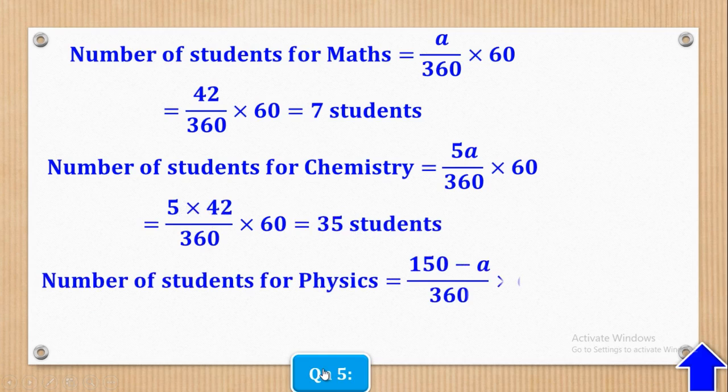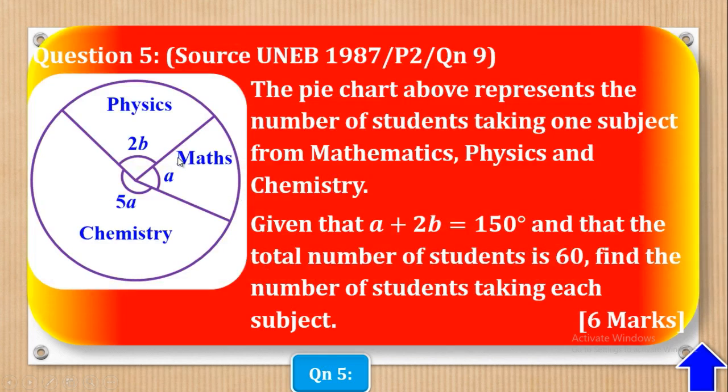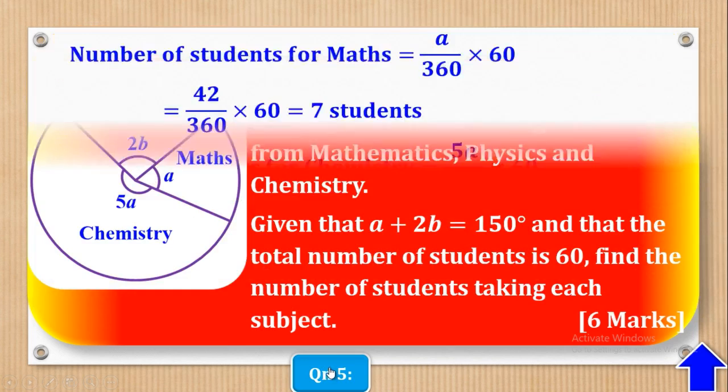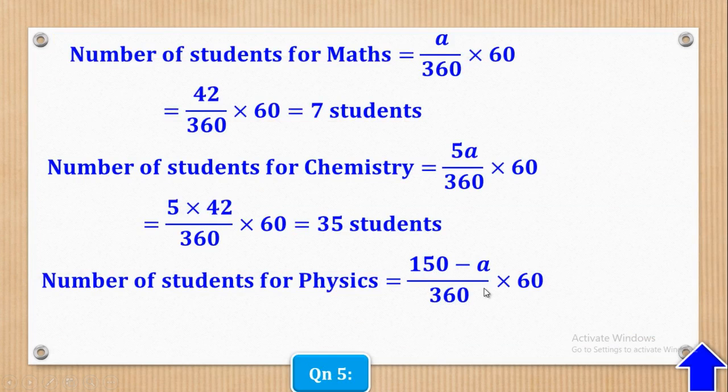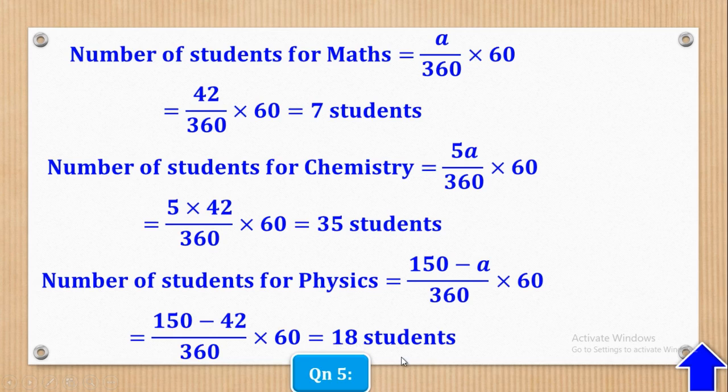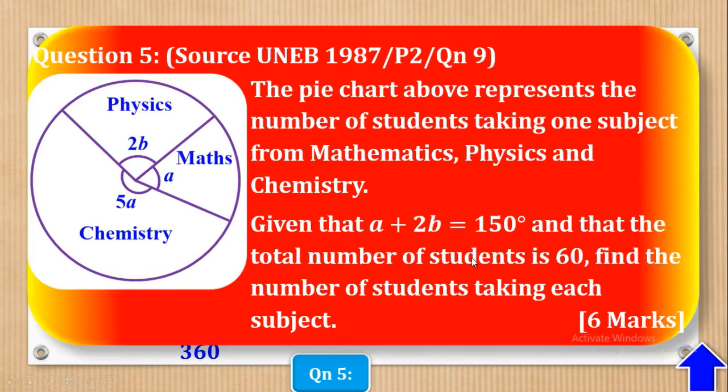Then I'll go to the ones for physics. Physics will be 2B, but remember we saw that 2B is equal to 150 minus A, so it will be 150 minus A over 360 times 60. When I substitute, I come up with 18 students. So basically that's what they wanted in this question, because they wanted to find the number of students taking each subject. We have got the number of students for math, for chemistry, and for physics.